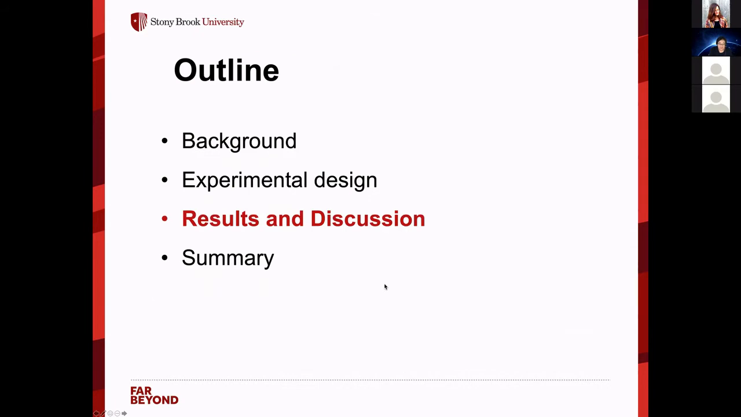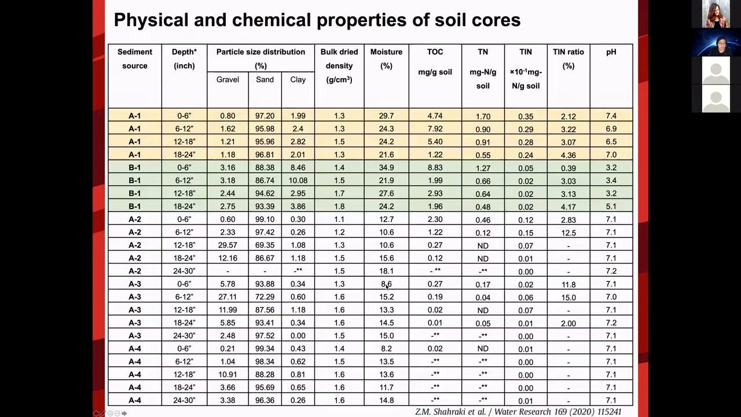So next, let's look at the results and discussion part. At first, we conducted physical and chemical analysis of all the core samples. It's a very busy table. You do not have to look into the details. I'm going to walk you through them. You can see the highlighted cells are from the A1 and B1. These are the 2 samples collected beneath both pools, and the rest of the cells indicate the samples collected from site A.